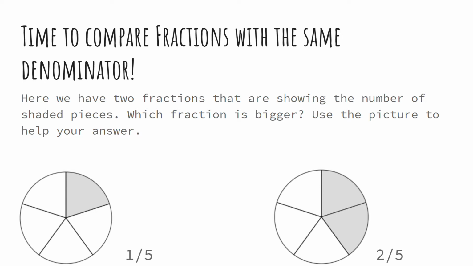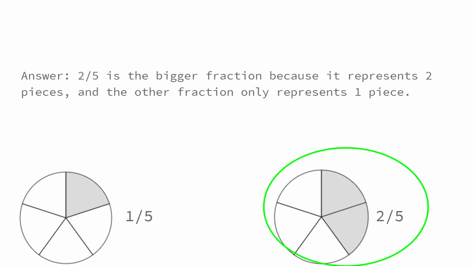So pause the video here, or right now in your head, look at those two pictures and look at the two fractions. The one on the left is showing 1 out of 5 shaded pieces, and the one on the right is talking about 2 out of 5 shaded pieces. So if we're comparing the fractions that are representing the shaded pieces, which is talking about more? Which is representing more? I'm going to hope you have your guess in your head, your educated guess, and we'll go on.